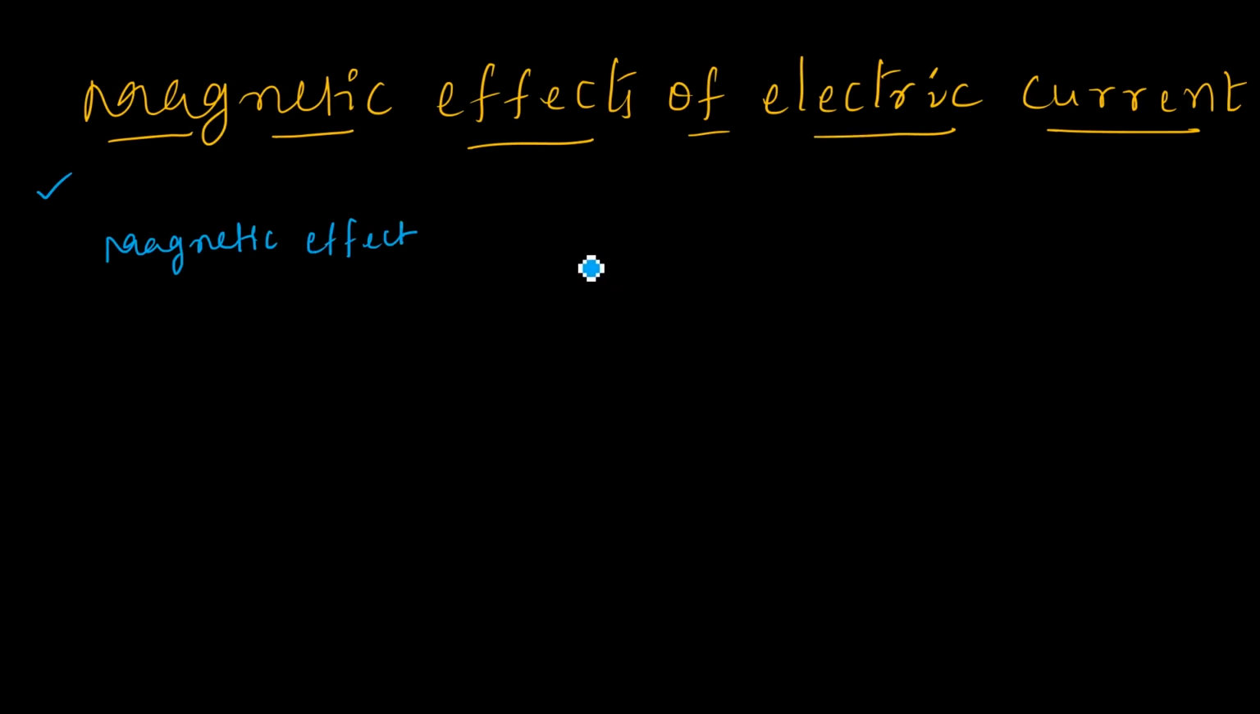So here you see, I'm taking this wire. I'm considering a copper wire, or you can take iron. When the current is passing through the wire, it behaves as a magnet. So that is called magnetic effects of electric current.